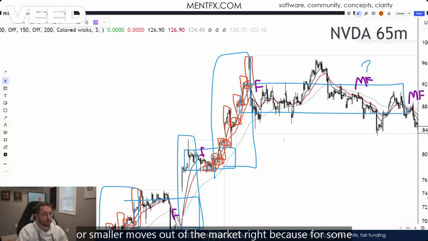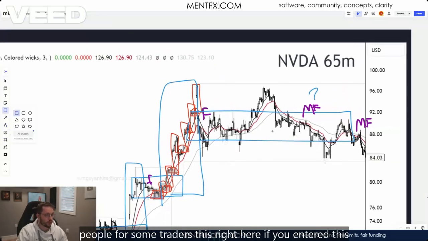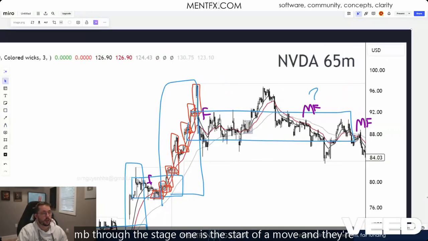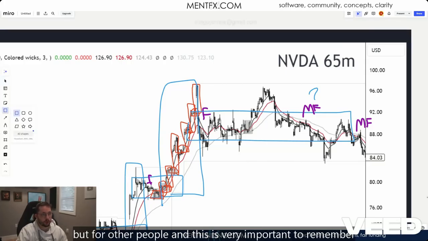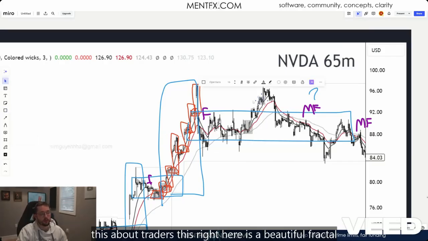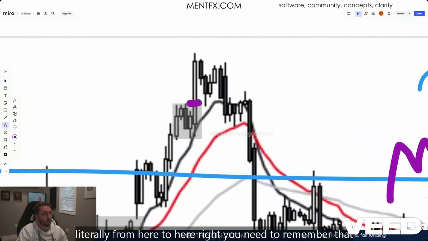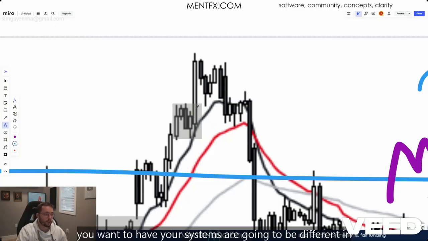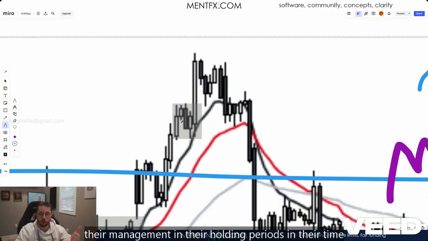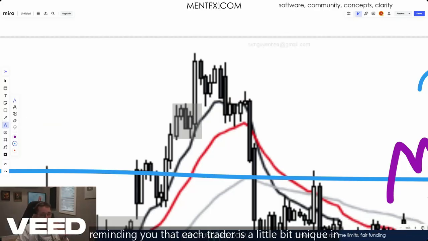Because for some traders, this right here, if you entered this MB through the stage 1, is the start of a move, and they're probably taking a break even on this when price comes back. But for other people, and this is very important to remember about traders, this right here is a beautiful fractal stage 1 MB move that they take, and their profit is made literally from here to here. You need to remember that based on the kind of person you are and the kind of system you want to have, your systems are going to be different in their management, in their holding periods, in their time frames, in the kind of MBs you want to enter, in the kind of areas within the full cycle that you enter. Each trader is a little bit unique in regards to the kind of moves they actually want to profit on.